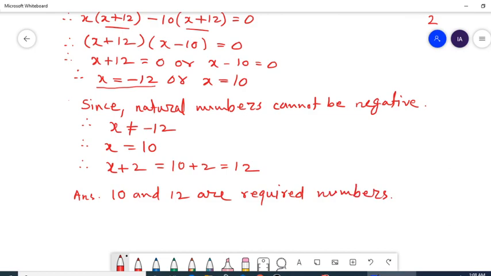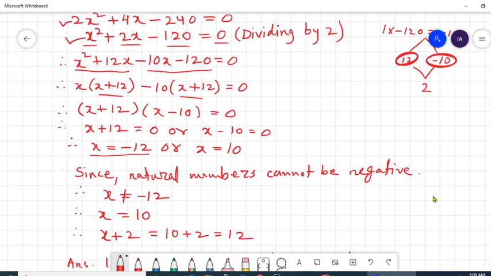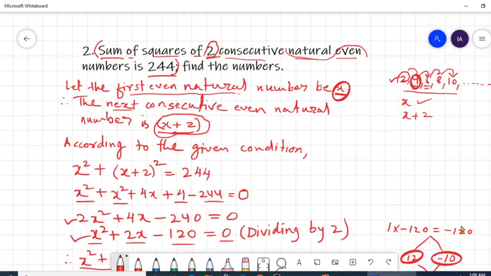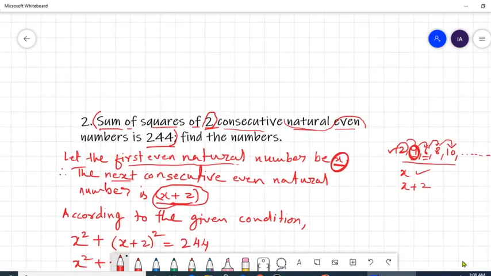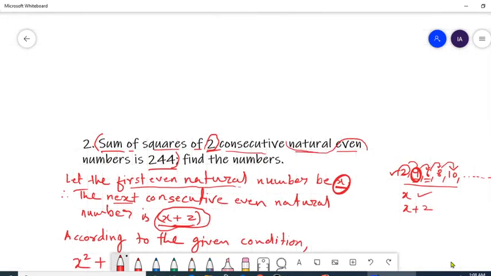And this is your final answer. You can cross-check your final answer. We're getting x as 10 and the other number as 12. So your first number is 10 and the other number is 12, right? According to the condition, you need to add the squares of 10 and 12. So 10 square plus 12 square should be equal to 244.